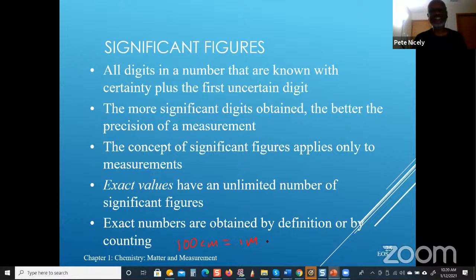meter. Now, this relationship is by definition. All right? And because it's by definition, that means that the 100 here and the 1 here would be exact numbers. All right? So those are the only two types of exact numbers, and these numbers have an infinite number of significant figures, right? Measured numbers, on the other hand, have a finite number of significant figures. But the greater the number of significant figures in a measured value, the greater the level of precision represented by that value, all right? Now, let me illustrate or explain further.